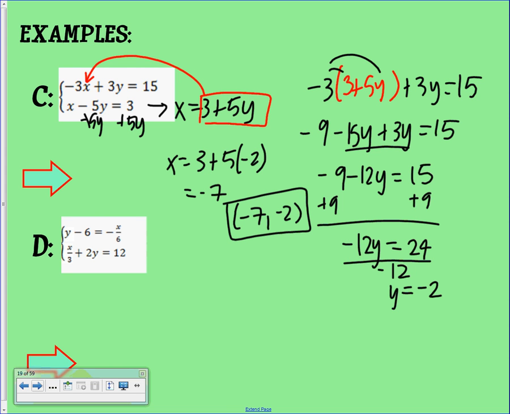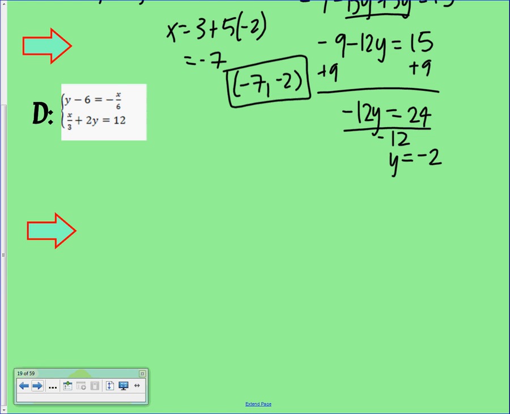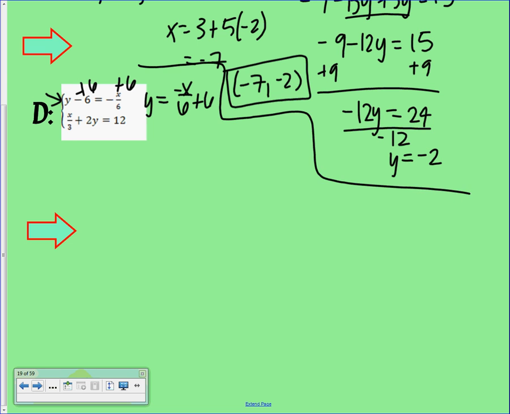Okay, so that's kind of similar to example D, as we move on here. I only have a y minus 6 or an x plus 3 plus 2y. So what I'm going to do is see which equation would be easier to get a variable by itself, and that would be this first equation. I could just add 6 to each side. So that first equation is the same thing as y equals negative x over 6 plus 6, so I don't get confused there. So that's what my y equals.